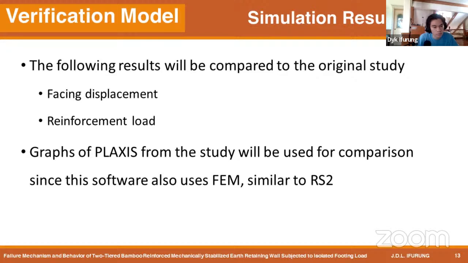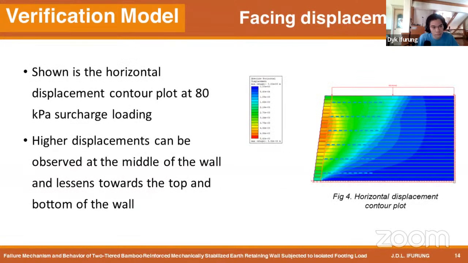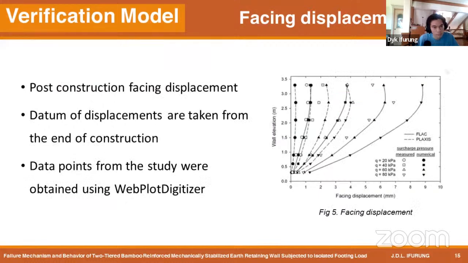Results of Plaxis will be the one compared from the obtained data since both Plaxis and RS2 use FEM. The horizontal displacement contour plot at 80 kPa surcharge loading is presented. It can be observed that higher displacements occur at the middle of the wall and lessen towards the top and bottom of the wall. Shown in Figure 5 is the post-construction facing displacement with a datum taken from the end of construction.